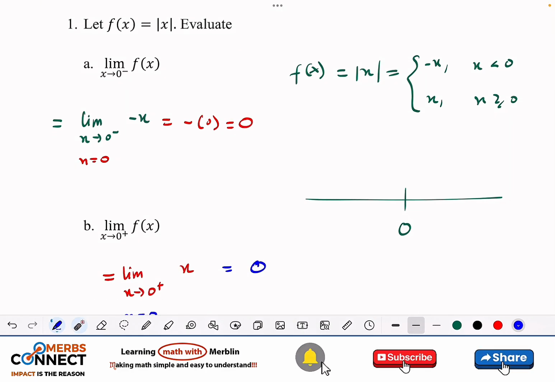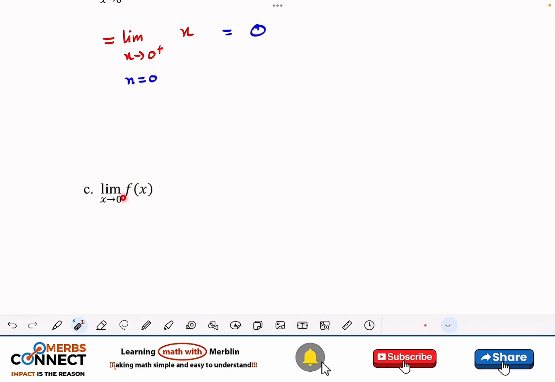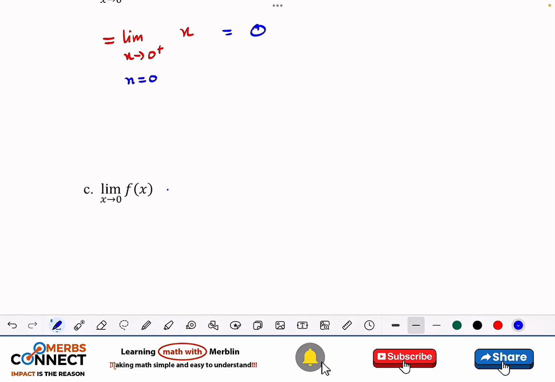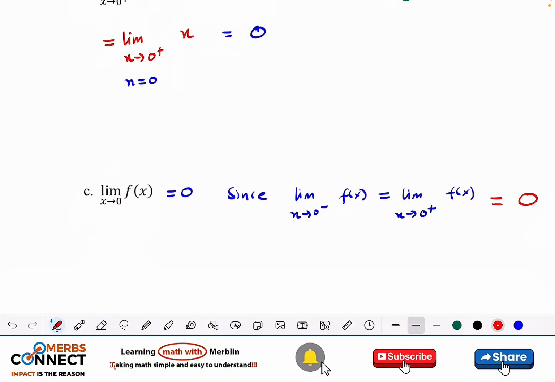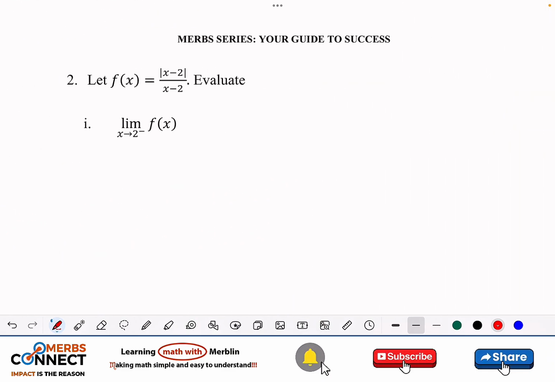So we see that the left is 0 and the right is 0, which will help us to conclude on C. Now finding the limit as x is approaching 0 without indicating whether it is left or right. So basically we are going to conclude that this is equal to 0, since the limit as x is approaching 0 from the left of f of x is the same as the limit as x is approaching 0 from the right of f of x. So this is very cute because all of them are equal to 0. So it means that the limit exists and it is equal to 0. Let's pick another example.